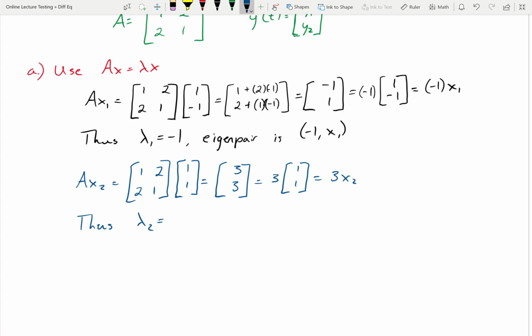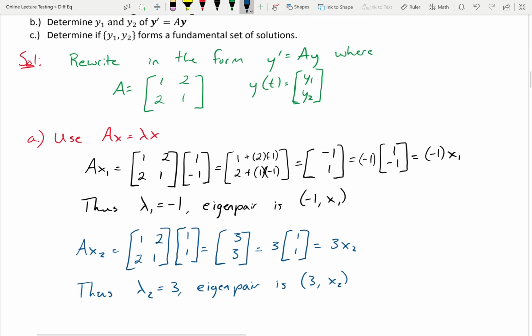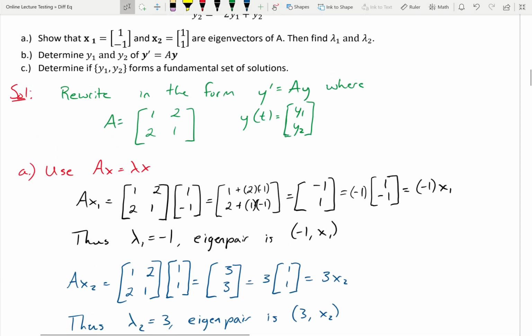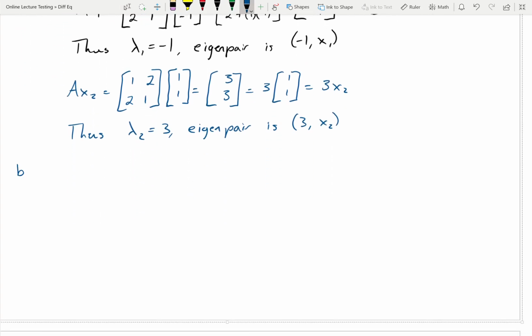Therefore, lambda 2 is equal to 3. And so our eigenpair is 3, x2. All right, so we just showed that these are our eigenvectors and that our eigenvalues are -1 and 3. So part B.